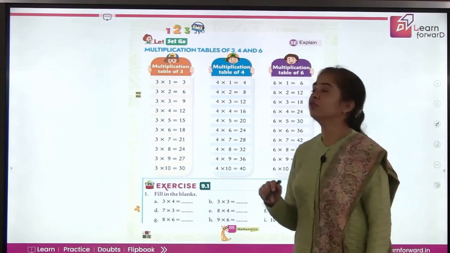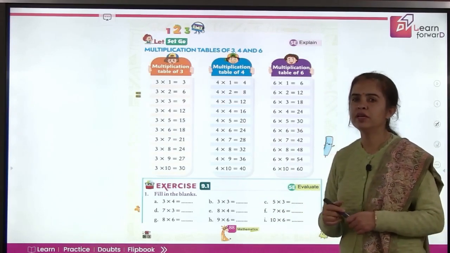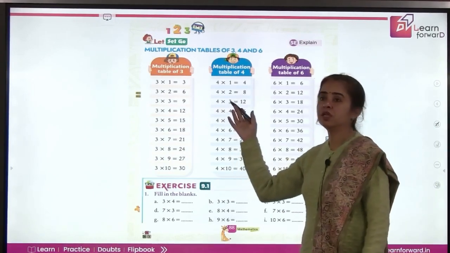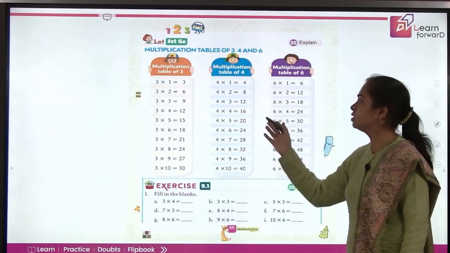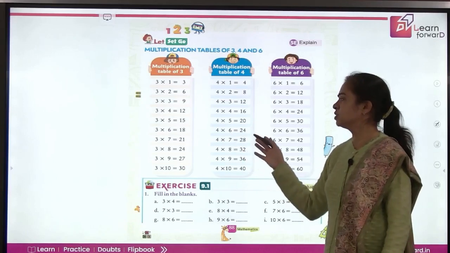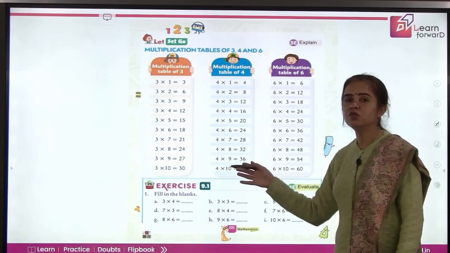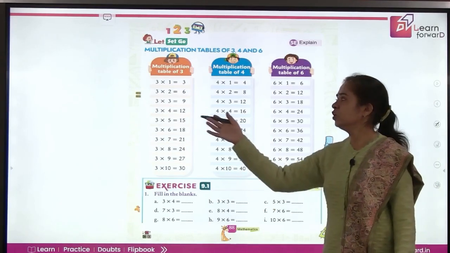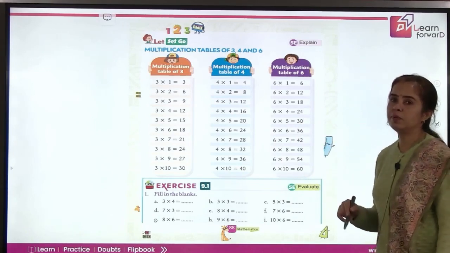Multiplication tables of 3, 4 and 6 that you have to learn. We already know how to read them out. Let me help you with just one table here. Multiplication table of 4. 4 times 1 is 4, 4 times 2 is 8, 4 times 3 is 12, 4 times 4 is 16, 4 times 5 is 20, 4 times 6 is 24, 4 times 7 is 28, 4 times 8 is 32, 4 times 9 is 36, 4 times 10 is 40 and you are done. Similarly, you will be reading the table of 3 and 6 also and you will be memorizing them.